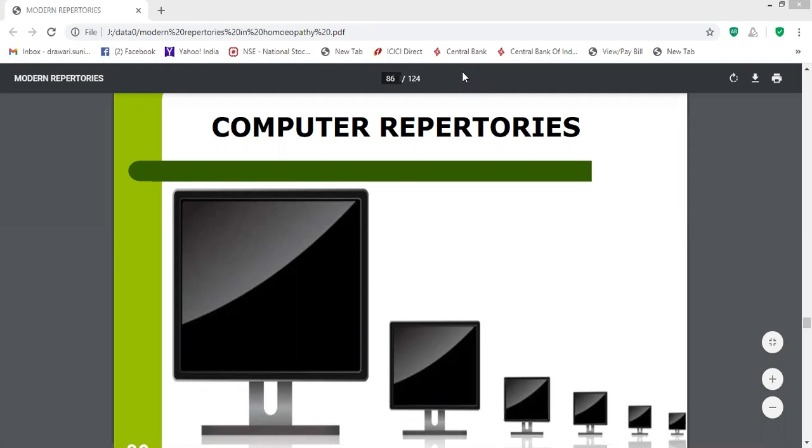The Kent repertory is considered a standard and authoritative source book, which contains more than 45,000 symptoms, and it has many different sections. So in many softwares the Kent repertory was included.